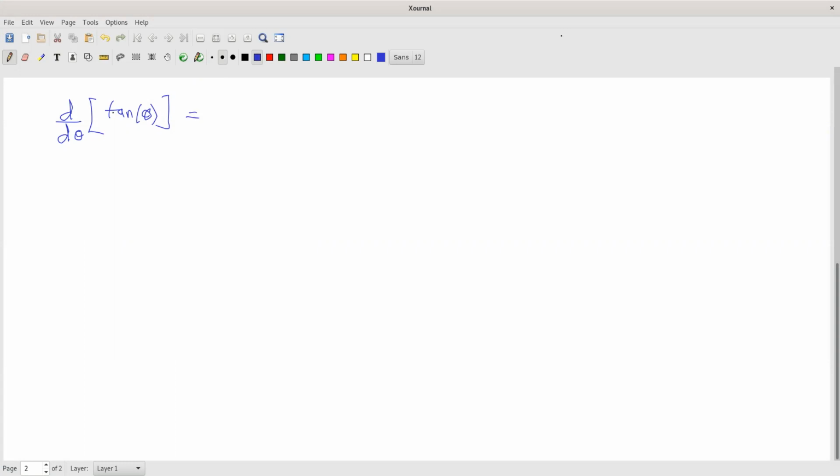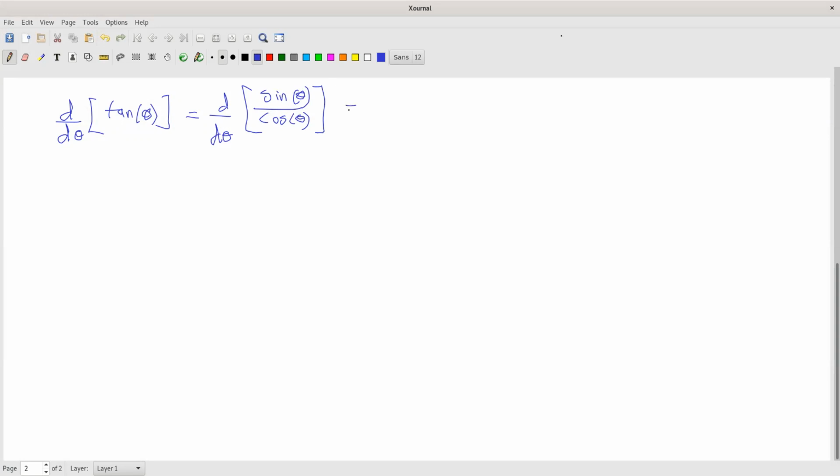And so I'm going to remember that tangent is sine over cosine. So then I want to take the derivative with respect to theta of the sine of theta divided by the cosine of theta. So that's another way to define the tangent. And then I know the quotient rule. So I can apply the quotient rule, and I know the derivative of the sine and the derivative of the cosine.